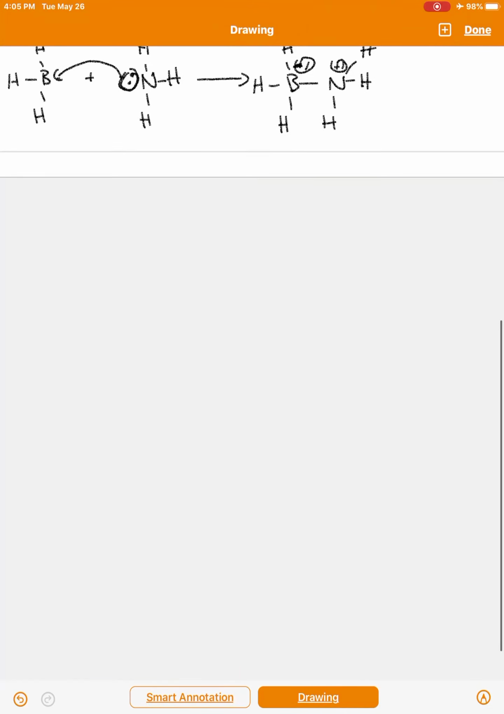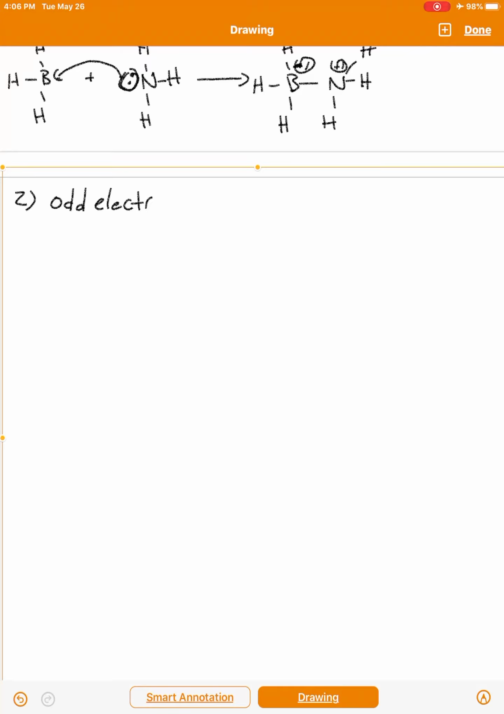The second case is the issue of odd electrons. There are in nature substances which have an odd number of valence electrons, and they're called free radicals. A radical is a chemical species that has an unpaired electron, and so atoms that have odd numbers of electrons will have unpaired electrons, and they're called free radicals. So NO2 is an interesting one.